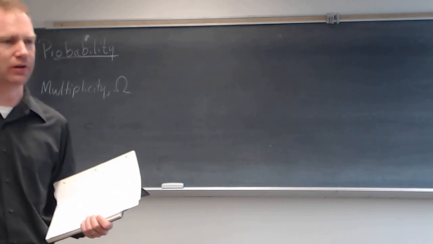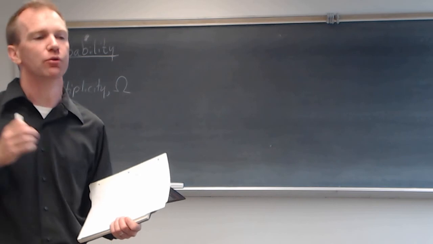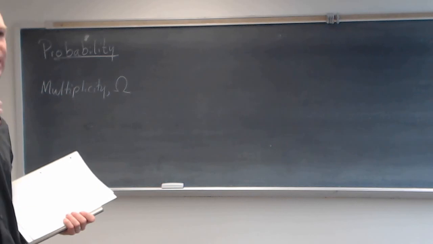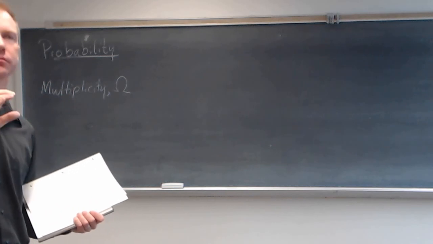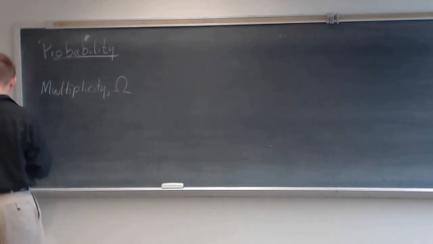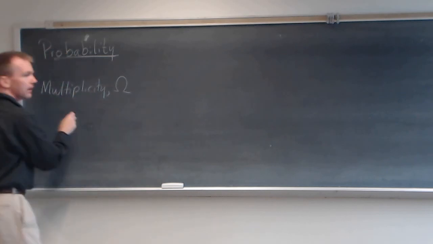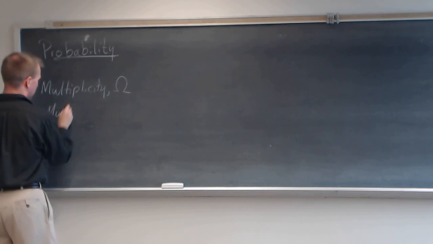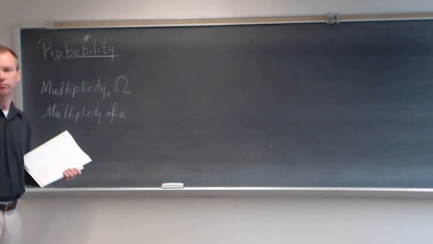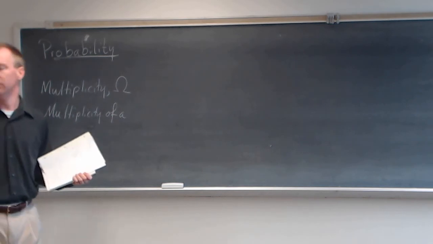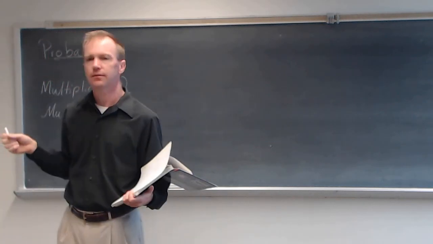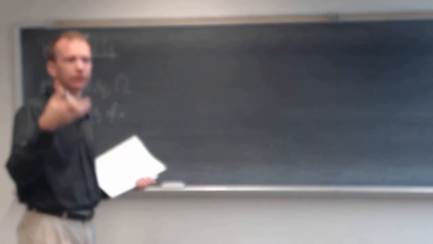So if I ask, what's the multiplicity of the two heads macrostate, you would say, looking back at that previous chart, three. There are three microstates that lead to two heads. So I can write it this way. The multiplicity of a macrostate, which we'll have to label it somehow. Let's say lowercase m. We're dealing with perhaps the number of heads, perhaps. And we'll just call that number of heads lowercase m.